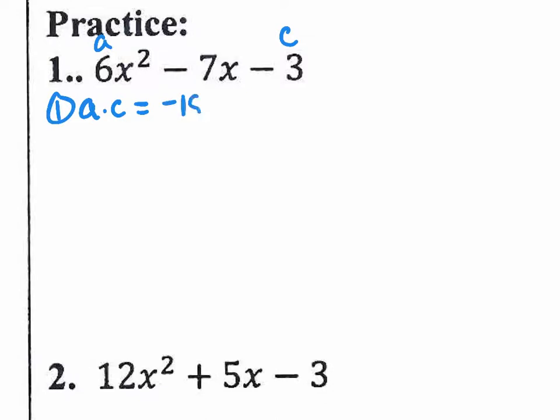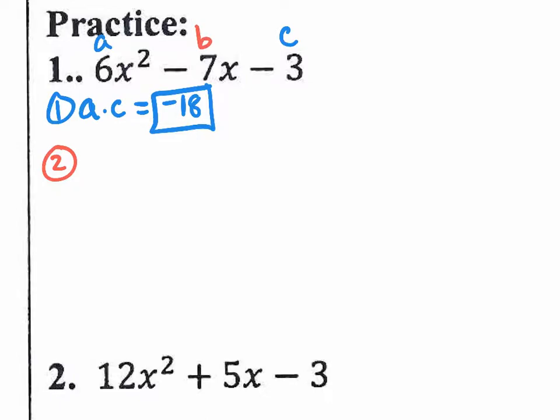Negative 18. And let's actually box this in. Negative 18. That's what I want for step 1. What's the next step? You think of the multiples of that answer of negative 18 that combine together to give you the b value, which is negative 7.